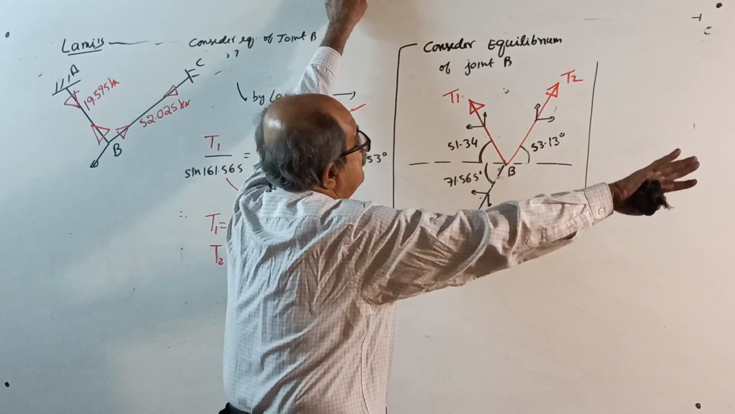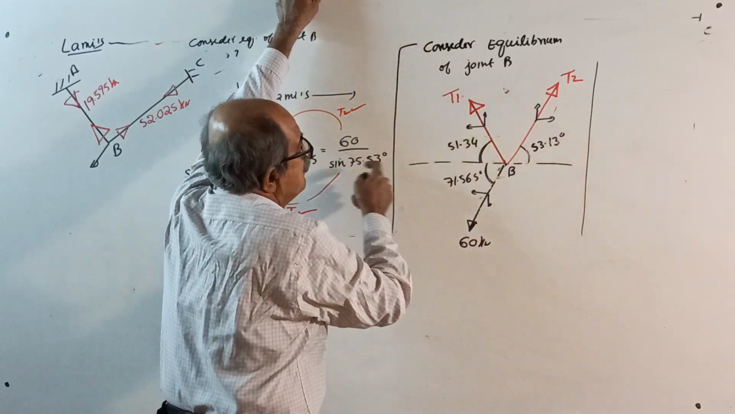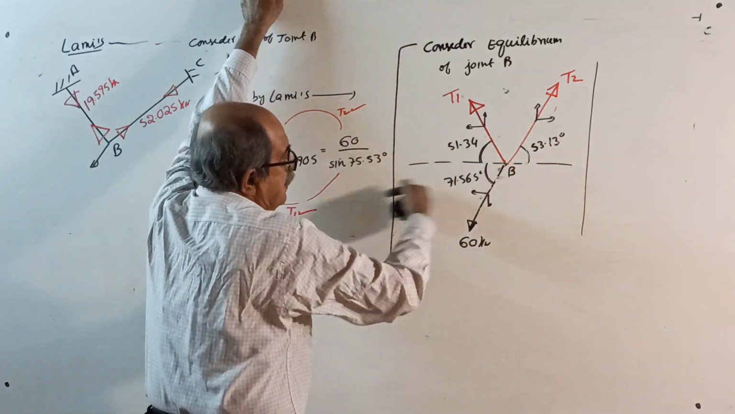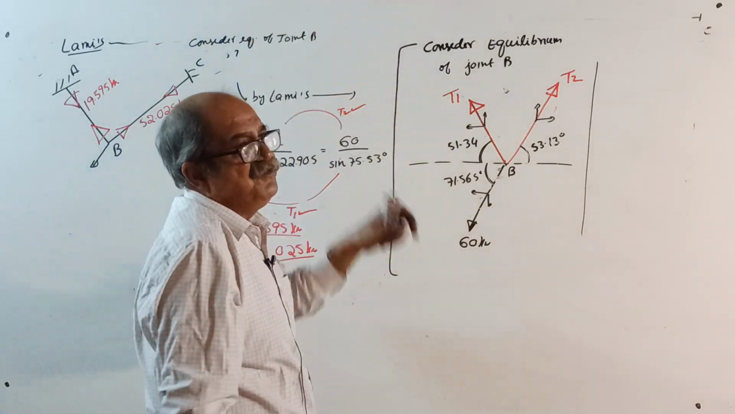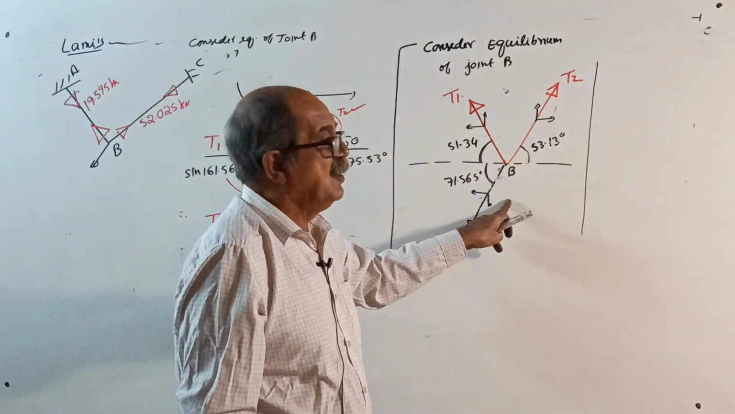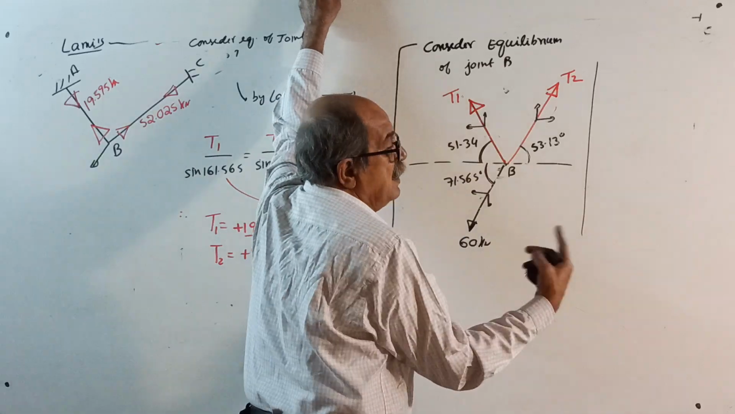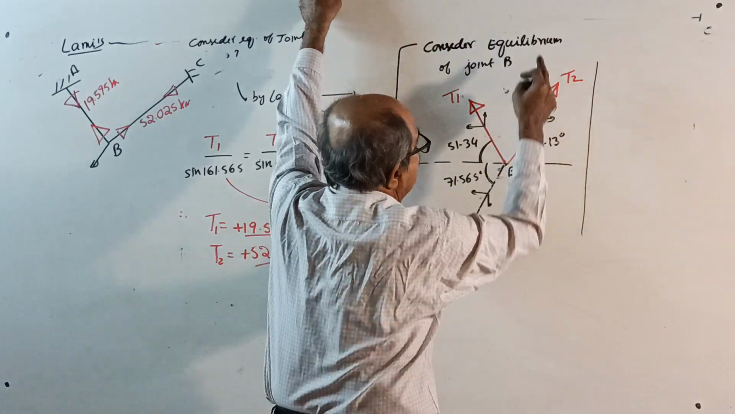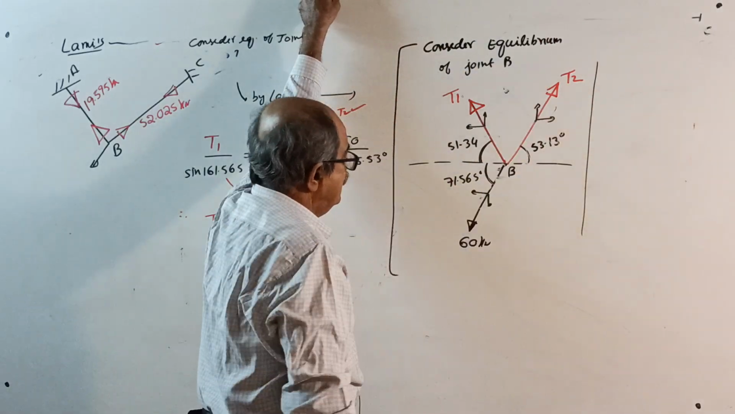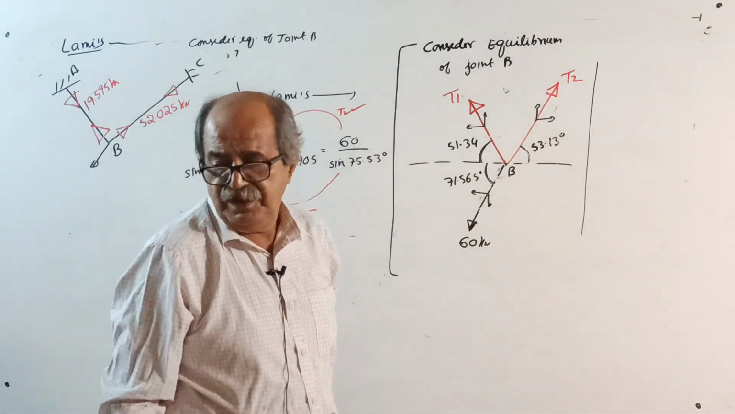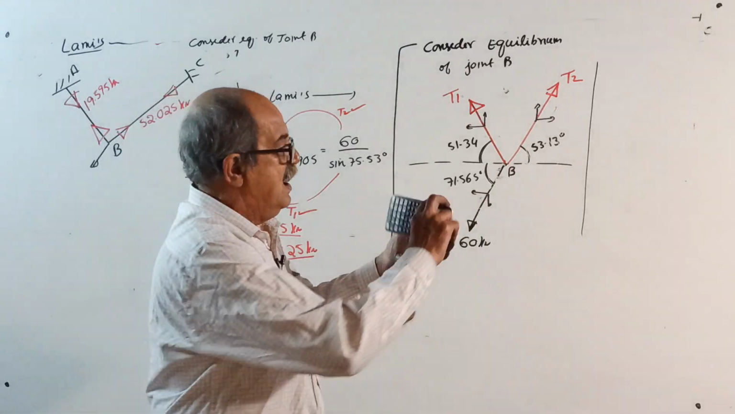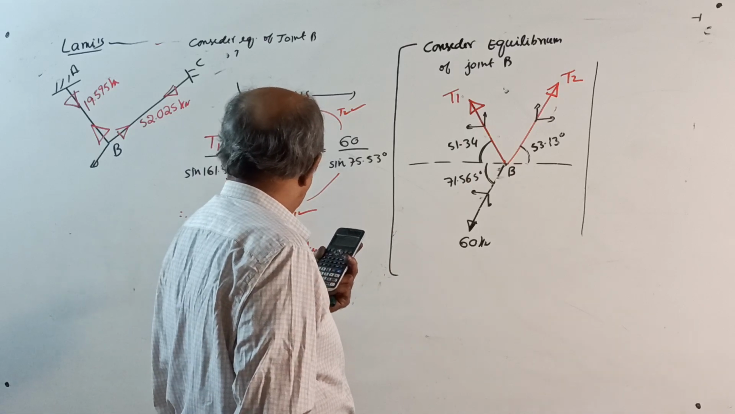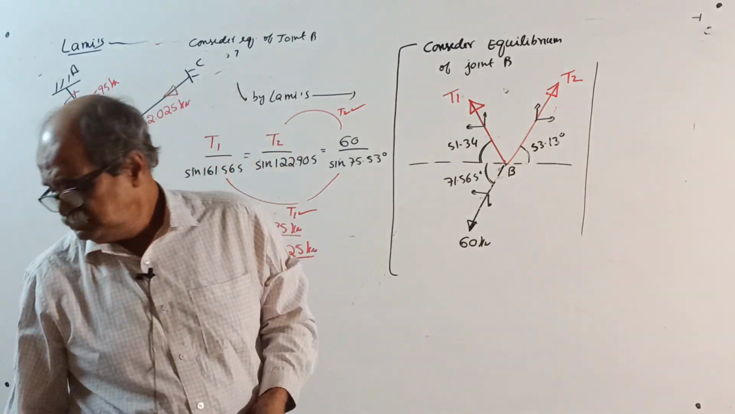Sigma Fx equals 0, right side positive. Minus T1 cos 51.34 plus T2 cos 53.13 minus 60 cos 71.565 equal to 0. Equation number 1. Sigma Fy equals 0: plus T1 sin 51.34 plus T2 sin 53.13 minus 60 sin 71.565 equal to 0. Form the two equations and solve it. T1 will come 19.595, T2 will come 52.025. Over.